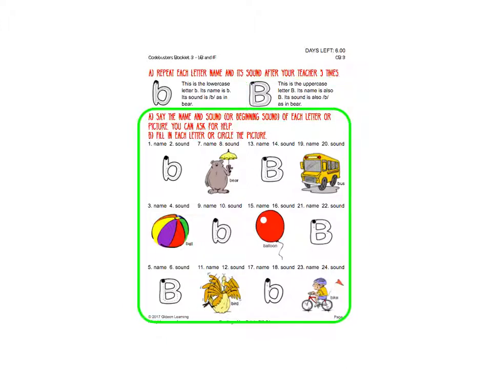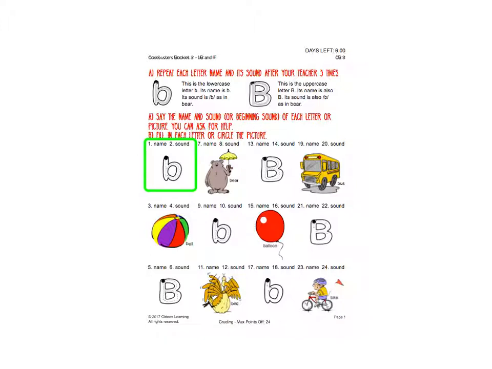The directions say the name and sound or beginning sound of each letter or picture. You can ask for help if you don't know what the pictures are. Then fill in each letter or circle each picture. Let's look at the first one. The name of this letter is B. Its sound is B. And now we can write a lowercase letter b. This is ball. The beginning sound is B. And now we can circle it.